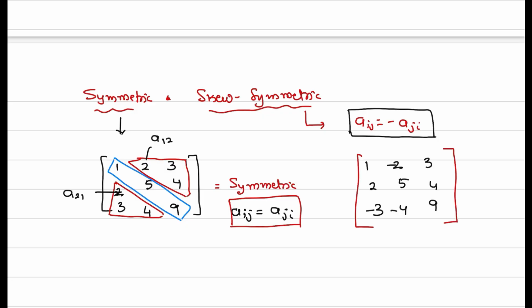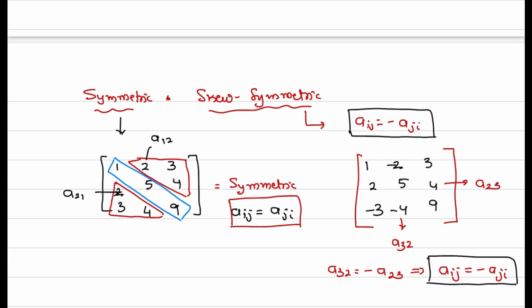For example, let us say A, third row, second column. This one, second row, third column. A32 is equal to minus A23. That implies Aij is equal to minus Aji for skew symmetric. For symmetric, Aij is equal to Aji. For skew symmetric, Aij is equal to minus Aji.